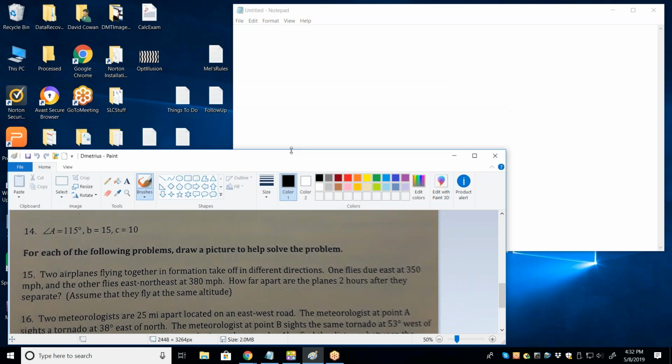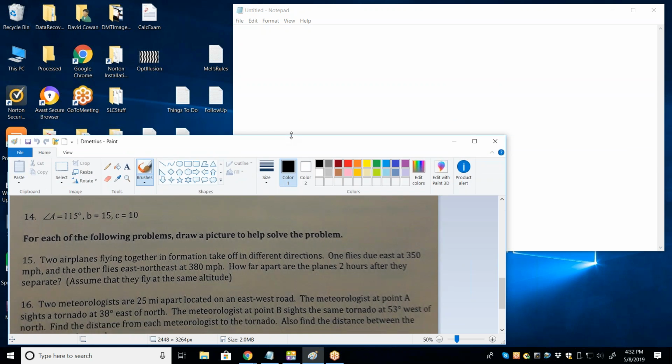Now, the first thing you want to understand about these word problems is that you're going to end up with a triangle. In other words, 15 is going to be the same as 13 and 14. You're going to end up with a triangle where you have three pieces of information, and you need to solve for a fourth piece. So, let's look at this. You have two airplanes taking off in different directions.